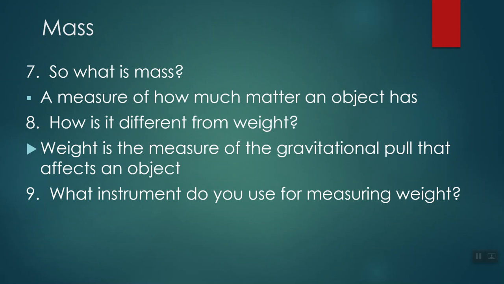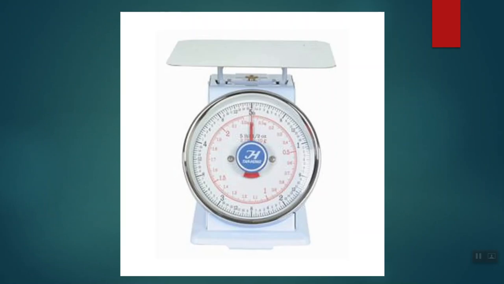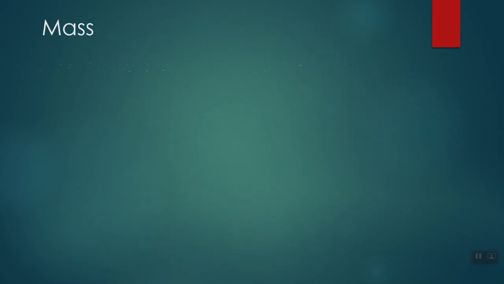The instrument that you're going to be using for measuring weight is a spring scale. Those are the ones that you go up to in your homes and you stand on them. What it's measuring is the force of gravity acting upon your body, pulling you down. So it is measuring how much force gravity is affecting you by. So that instrument is going to measure your weight, the weight of an object.